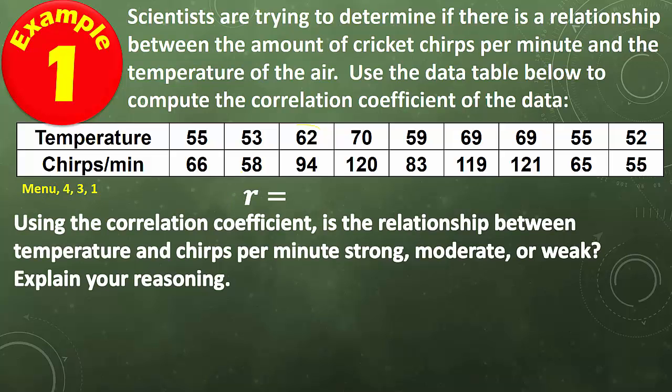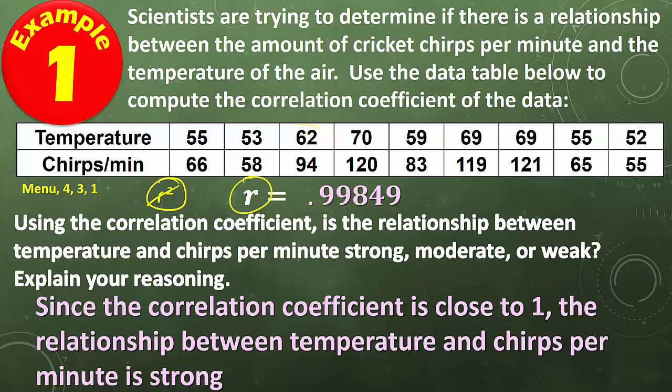That's when you'll have that column on the right, the linear regression column that shows you M and B, and then there's an R squared, but we're looking for just R, so not R squared, we want R. If you put that in, you'll see the correlation coefficient is 0.99849. So we're going to use that to determine whether the relationship between the temperature and chirps per minute is strong, moderate, or weak. Because it's so close to 1, we would say that the relationship between temperature and chirps per minute is strong.